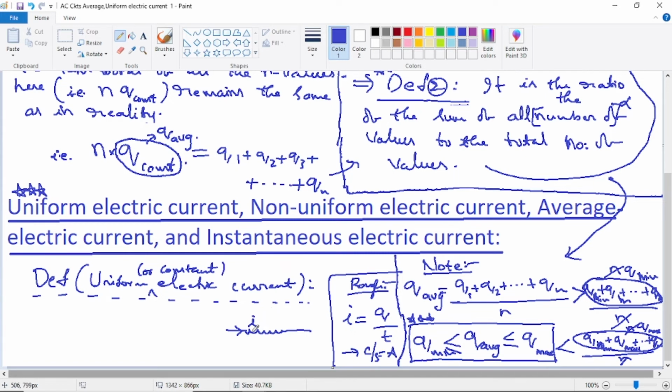Uniform means that in every 1 second the current flowing is some value, and the next second also it will be the same value. That means in equal time intervals, equal charges will be flowing. That's the main property of uniform electric current. So based on this, uniform electric current is defined.